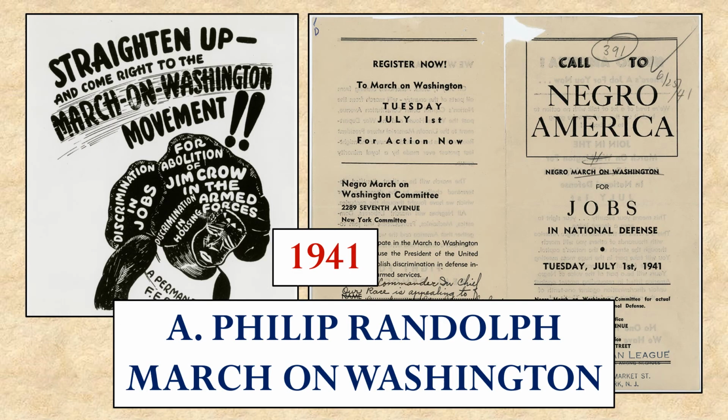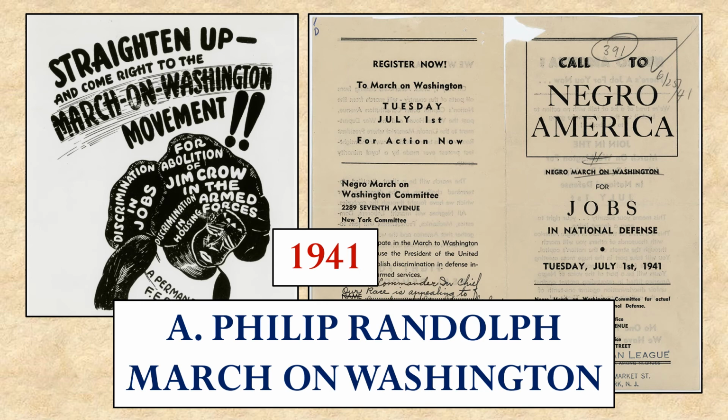Early on in the war, a civil rights activist named Philip Randolph, who was the leader of the Sleeping Car Porters Union, planned a massive march on Washington, D.C. to demand better treatment for black Americans during the midst of the war. He saw this as an opportunity, at a time of crisis, to try to instigate change.